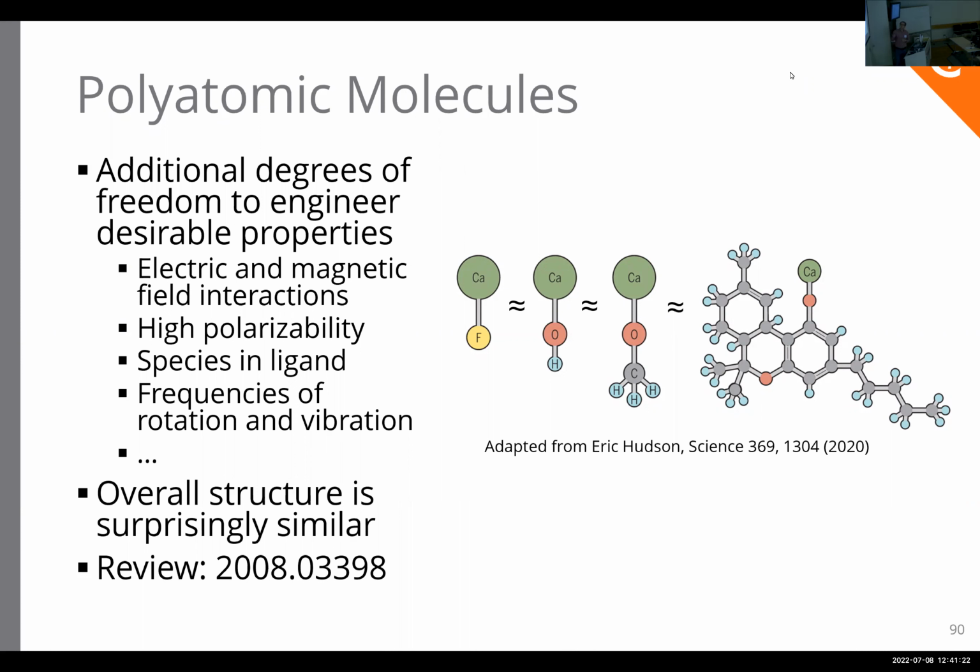So, generally, some of these I'll talk about in detail. You have a lot of control over the electric and magnetic field interactions. You can make very polarizable species generically. Of course, you can also just stick an interesting species in the ligand. So maybe you're actually interested in studying something about hydrogen or carbon, and you can use the calcium to read out and control these other species in your end molecule. You can tune the frequencies of the rotation and the vibration to match, say, some technology or achieve some scientific goal.